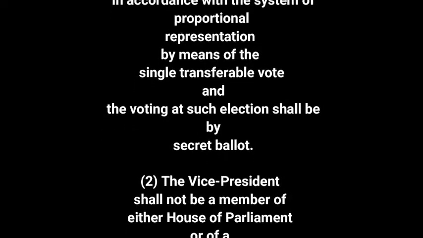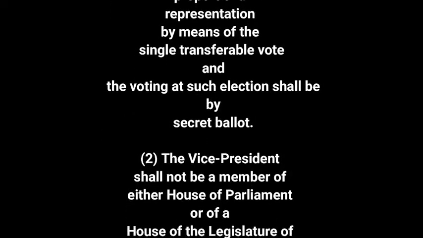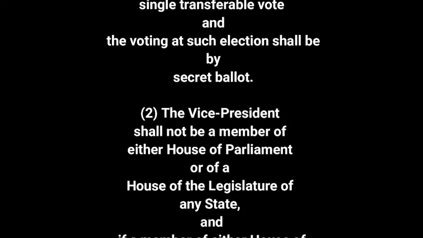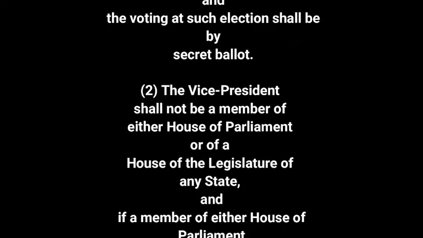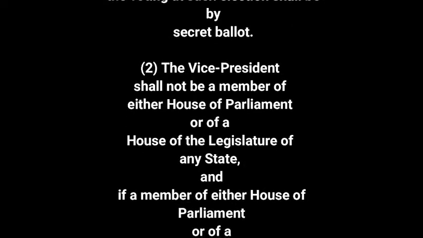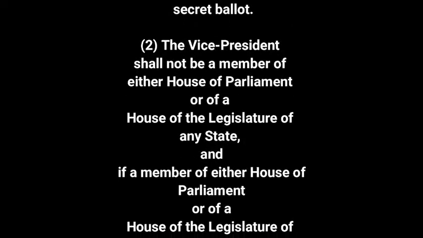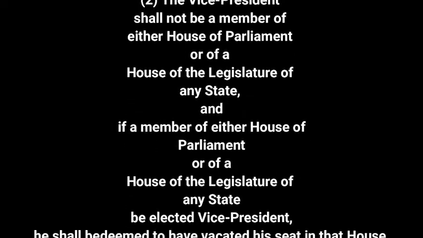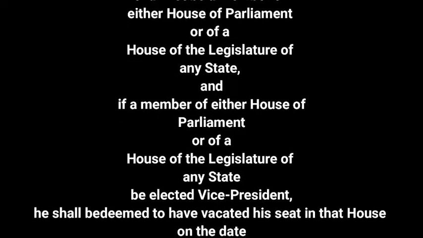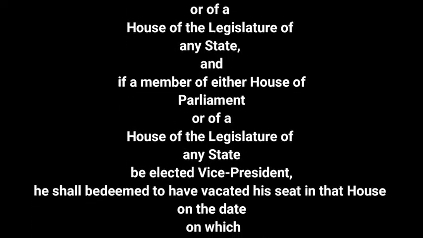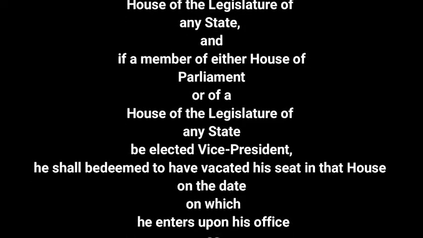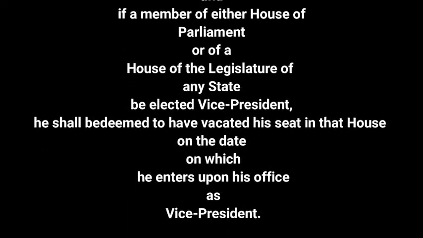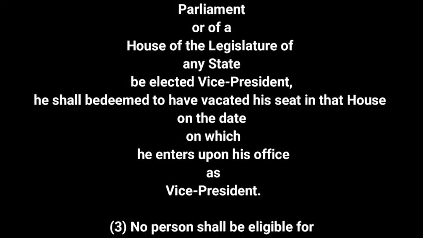2. The Vice President shall not be a member of either House of Parliament or of a House of the Legislature of any state. And, if a member of either House of Parliament, or of a House of the Legislature of any state be elected Vice President, he shall be deemed to have vacated his seat in that House, on the date on which he enters upon his office, as Vice President.